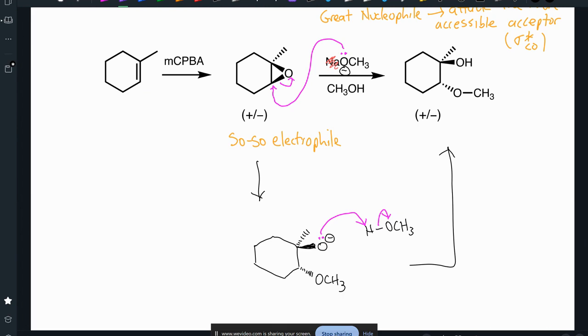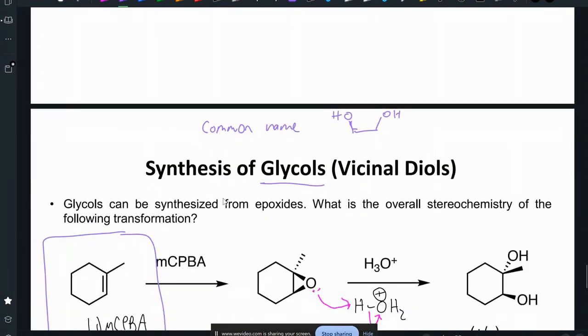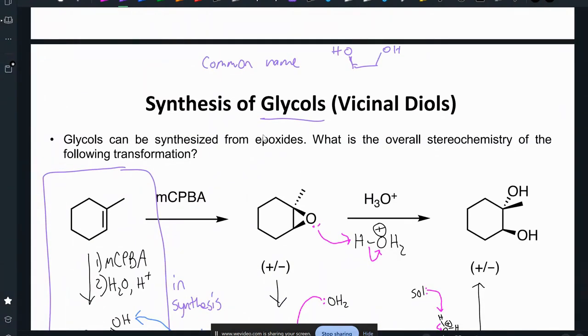Next, I'm going to show you a specific kind of product that we can make synthetically using epoxides. All right, so one synthetic target that we can use epoxides to make is called a glycol. That's a common name. A very common one is ethylene glycol with two carbons. Glycols are just molecules that have two OH groups right next to each other. Ethylene glycol is commonly used in antifreeze.